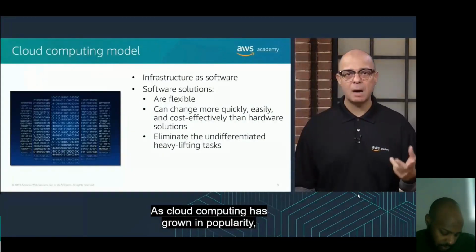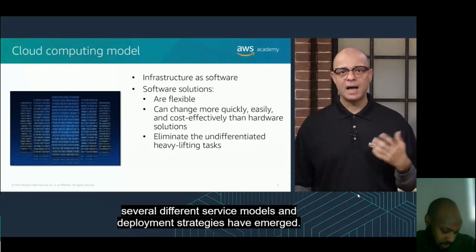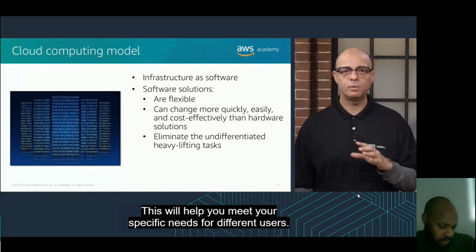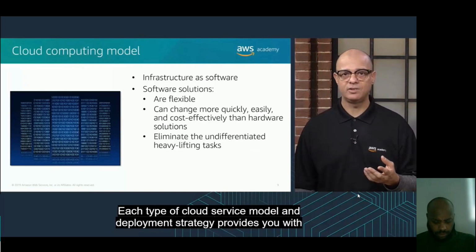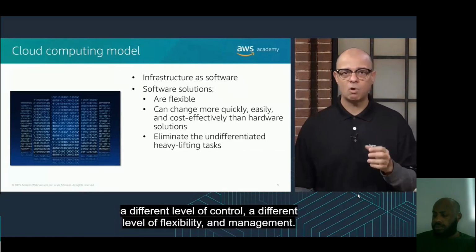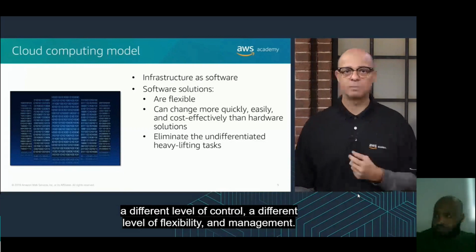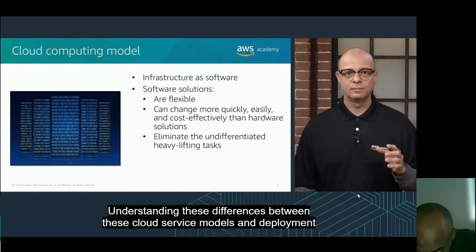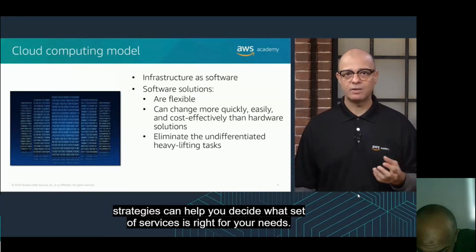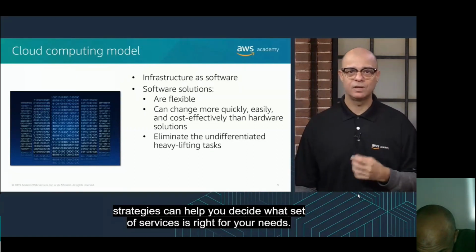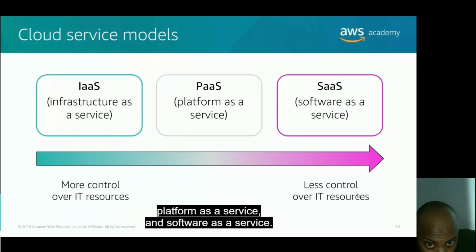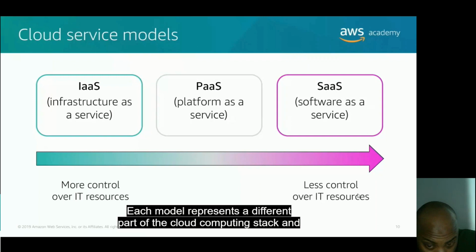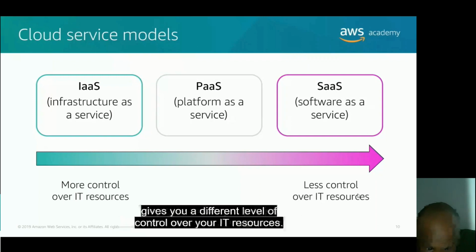As cloud computing has grown in popularity, several different service models and deployment strategies have emerged. This will help you meet your specific needs for different users. Each type of cloud service model and deployment strategy provides you with a different level of control, a different level of flexibility and management. Understanding these differences between these cloud service models and deployment strategies can help you decide what set of services is right for your needs. There are three main cloud service models: infrastructure as a service, platform as a service, and software as a service. Each model represents a different part of the cloud computing stack and gives you a different level of control over your IT resources.